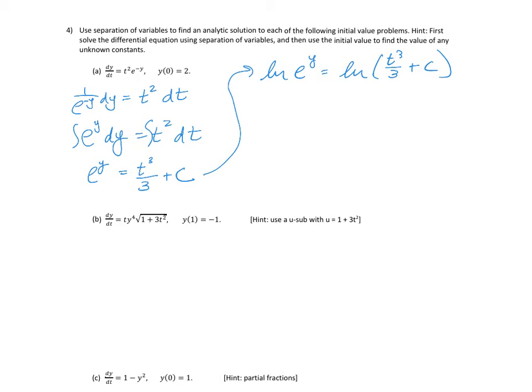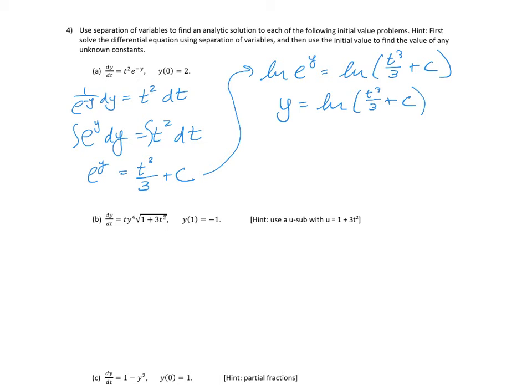And the ln of e to the y is y. So y equals the ln of t cubed over 3 plus c. And remember, you can't, quote unquote, distribute the ln. There's no way to simplify the ln of a plus b. So we have to just leave it like that.